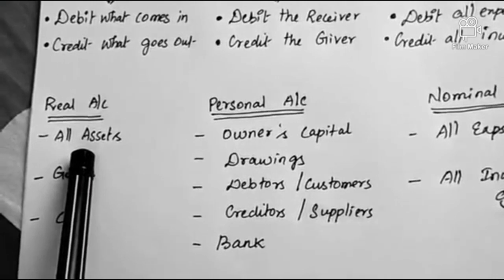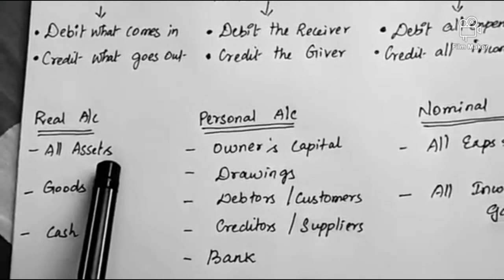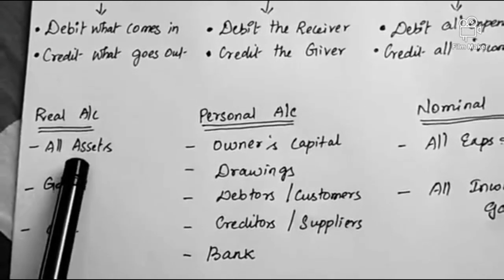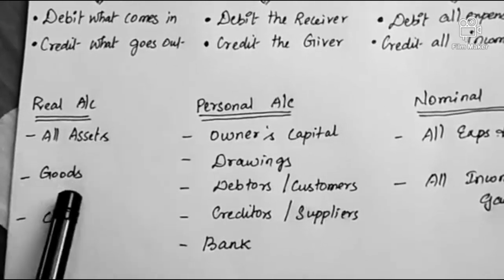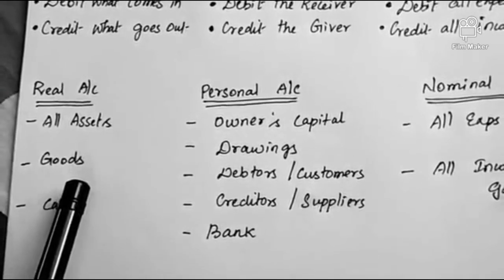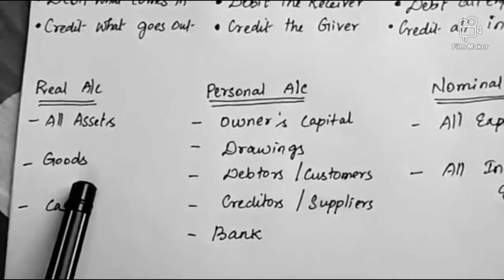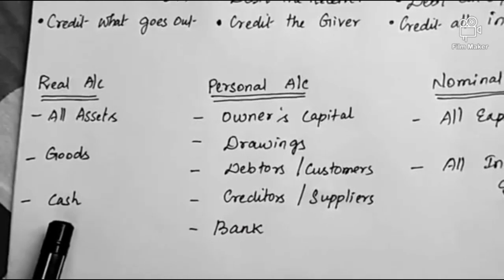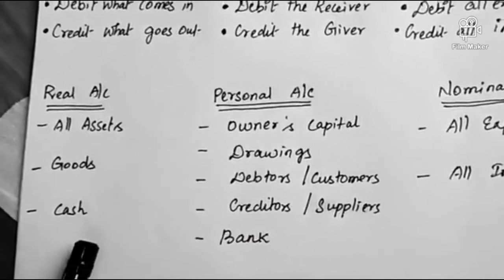For example, building, land, machinery, furniture, computer, all the fixed assets are real account. In the same way, goods. When you purchase goods, goods come in. When you sell something, goods go out. So goods also, in the form of goods, are real account. And in the form of cash, cash in hand, cash at bank.